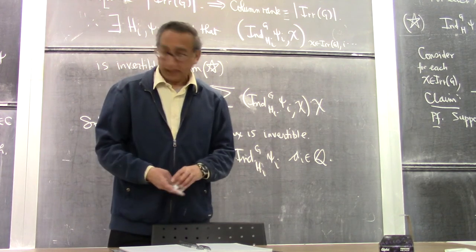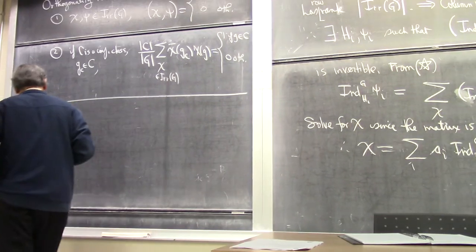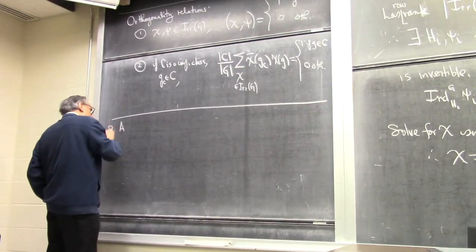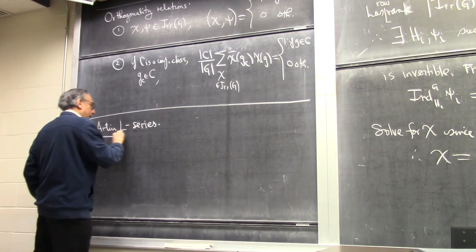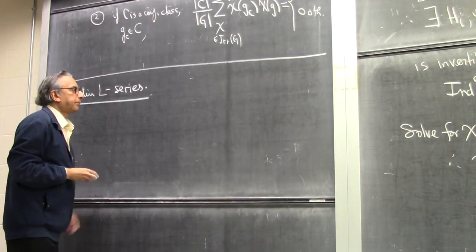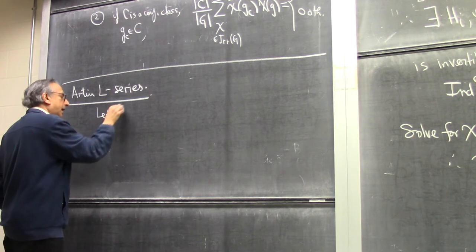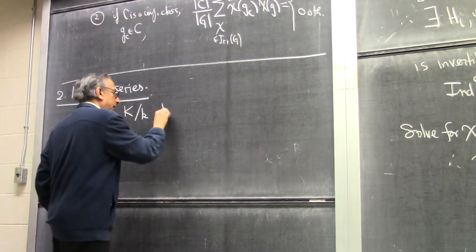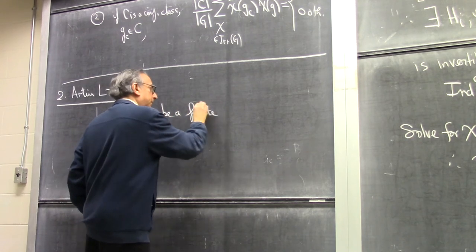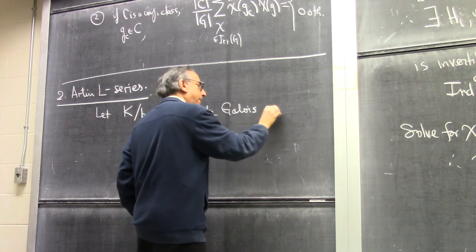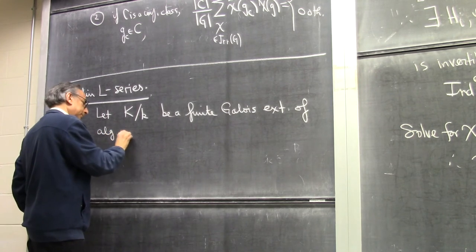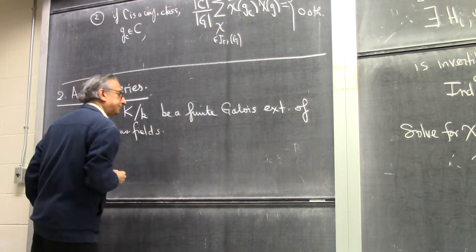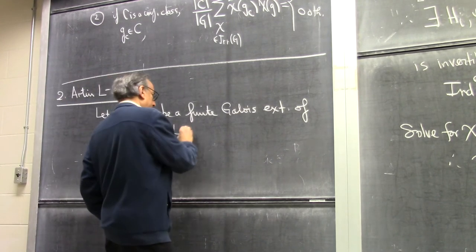Now we have this background. We can discuss our Artin L-series. So let capital K over little k be a finite Galois extension of algebraic number fields. Let's say the group is G.